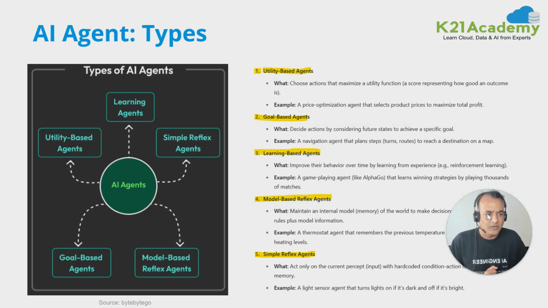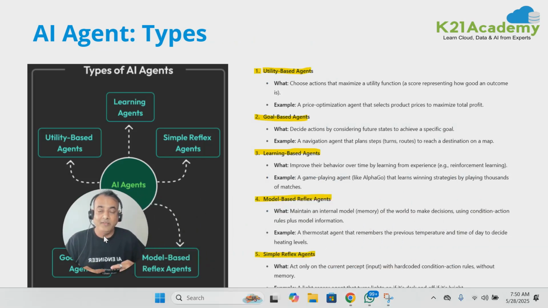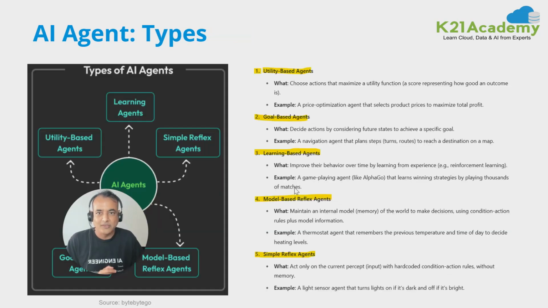Now, there are different types of agents you should be familiar with. If you know something, you can skip that part and jump directly to the interview questions and so on. But I would suggest you have these concepts. This is very, very important to understand. So first of all, if you look at the types of agents, there are 5 major types at the time of recording this video: utility based, goal based, learning based, model based reflex, as well as simple reflex.